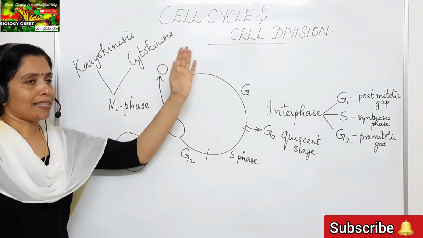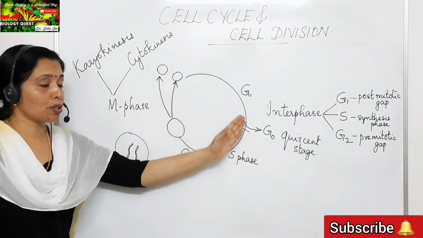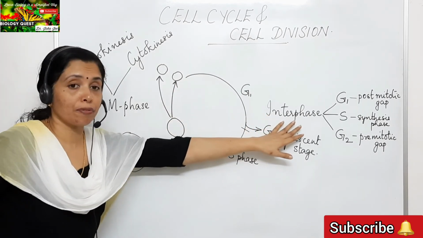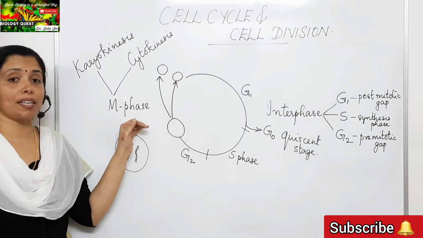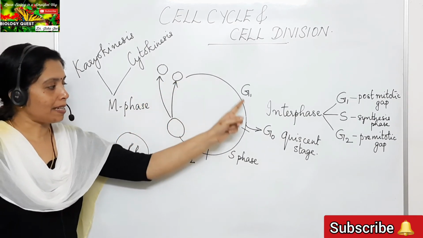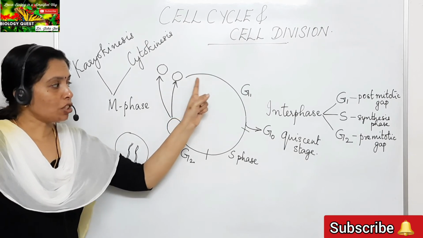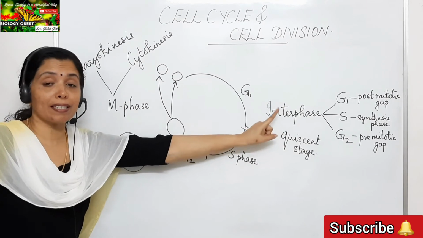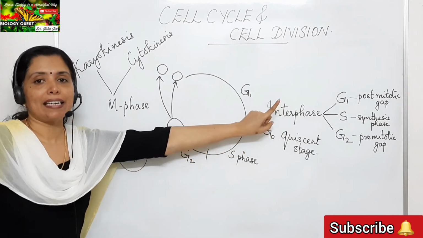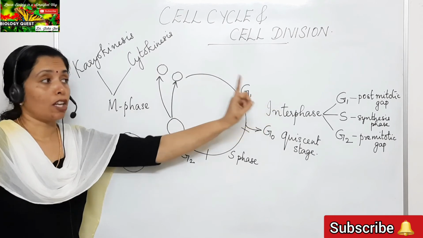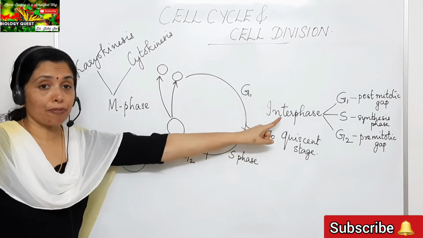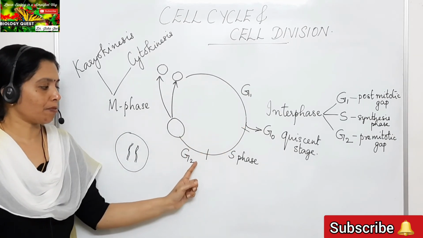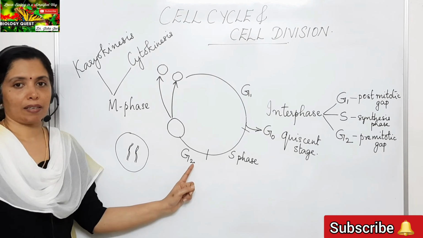So once again, the cell cycle is divided into two phases. The growth phase is called the interphase, and the cell division phase is called the M phase. If you look at the cell cycle, you can see that a major portion of the cell cycle is occupied by the interphase. So the longest phase of the cell cycle is the interphase. Remember, the longest phase of interphase is the G1 phase. The shortest phase of interphase is the G2 phase.